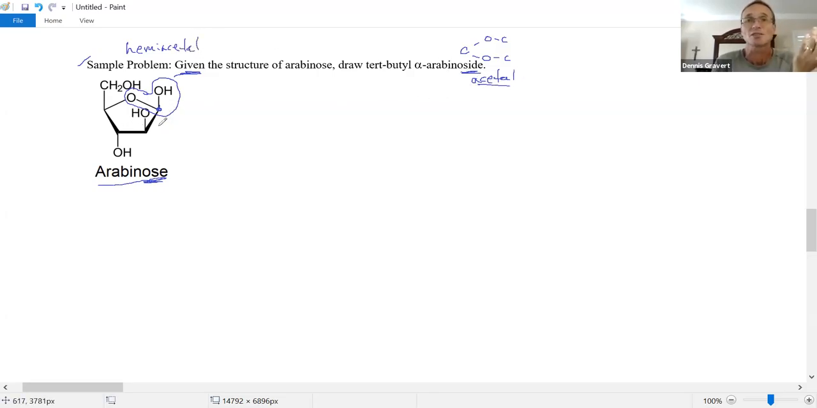So let's take this structure and try and draw it. Make sure you keep your bonds in the same orientation. Because if I accidentally point this alcohol group up, it's no longer arabinose, right? The chirality of every carbon determines the name of the molecule.